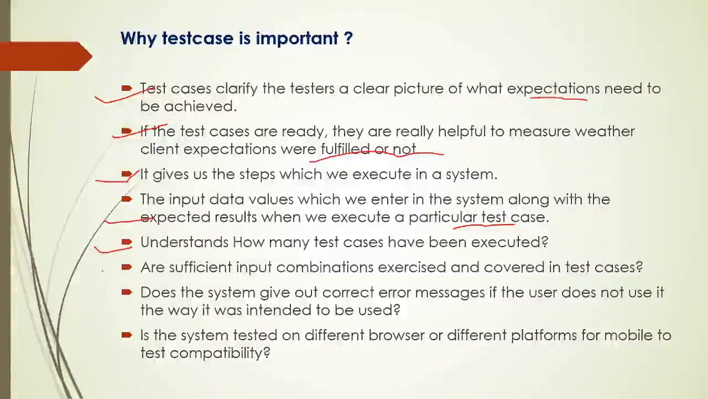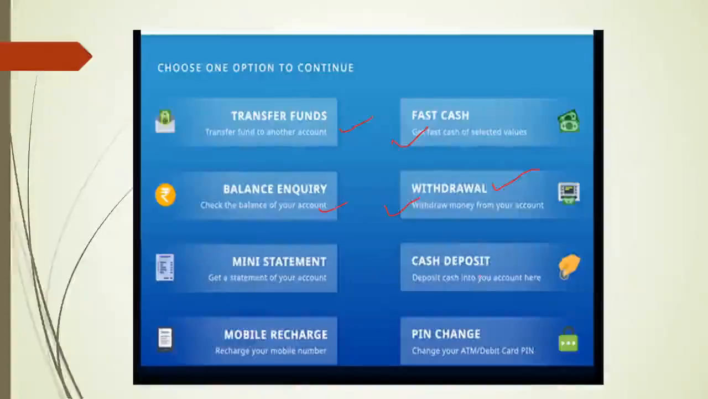Next, are sufficient input combinations exercised and covered in the test cases? If you see this example, there are so many functionalities, and every functionality has different inputs. From all these functionalities, how many input combinations have you tested and how many have you not tested? So you will get a clear picture about it.